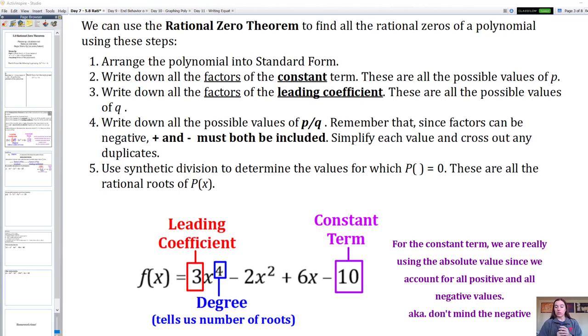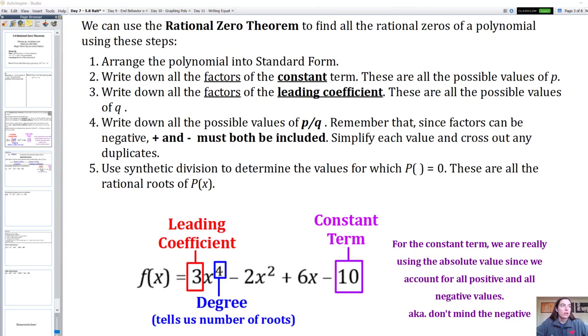The first thing we need to do if we're doing this theorem is to make sure that our polynomial is in standard form. What that means is make sure all of your degrees are in descending order, the highest degree first, the lowest degree last. Then you're going to write down all of the factors of your constant, which should be at the very end of your polynomial. Write down all the factors of your leading coefficient, which should be at the beginning of the polynomial. And then we're going to divide the values of the constant factors by the factors of the leading coefficient. This is going to be a lot of numbers, and we're going to include both the positive and the negative of those numbers.